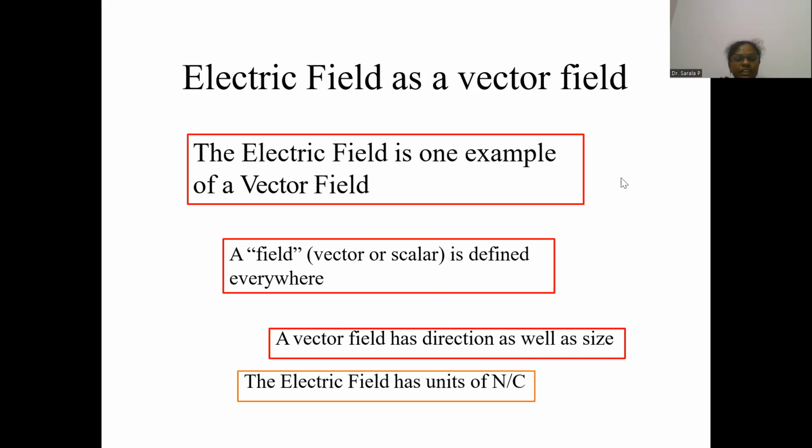So here a field is defined everywhere, whether it is a vector or a scalar. A vector field has direction as well as size, that is the magnitude. The electric field has units of Newton per Coulomb. Newton is a force unit, Coulomb is a charge unit. So here we are going to get Newton per Coulomb. The electric field has these units.